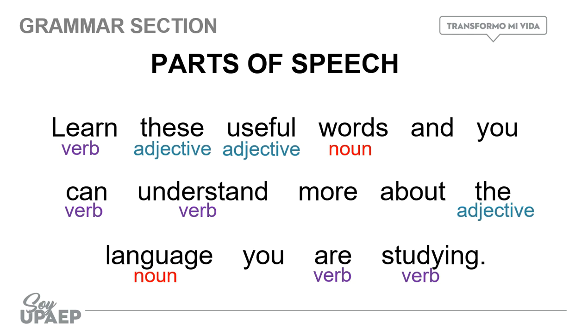These, useful, and the are adjectives. More is an adverb. You is a pronoun. And is a conjunction. And about is a preposition. Okay? I hope you were successful in this exercise.